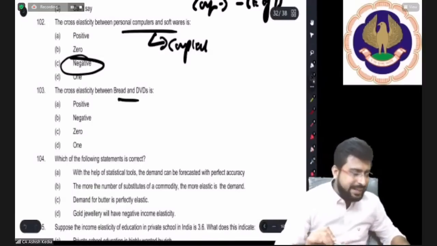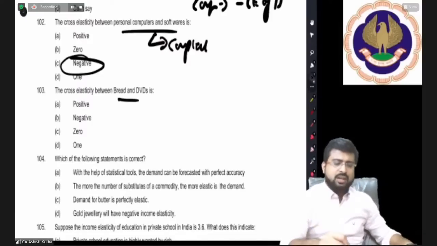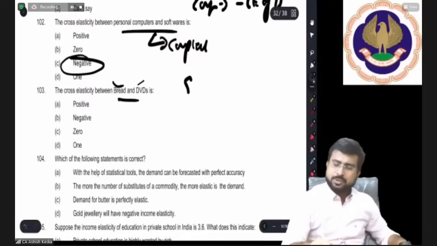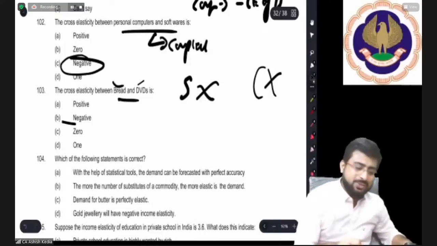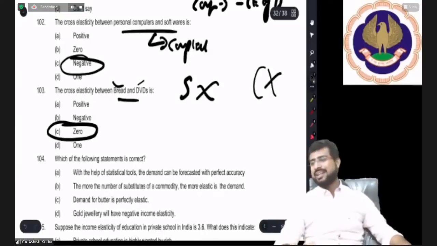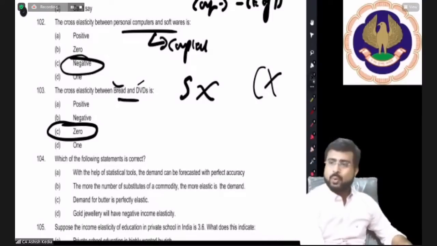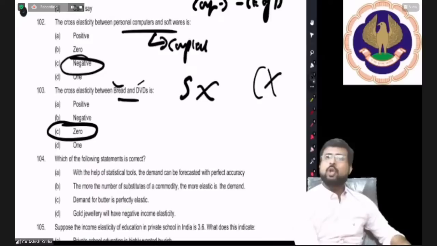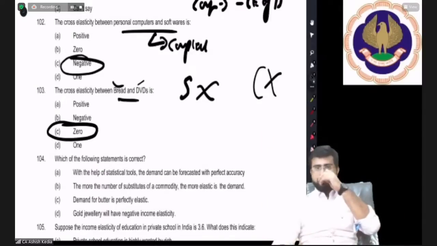Between bread and DVD. Interesting question. Bread and DVD are neither substitutes of one another, nor do they complement one another. And so the answer is going to be, yes, you all are correct. The answer is going to be zero. Correct. You all are absolutely correct.